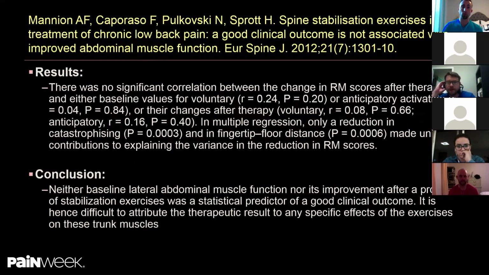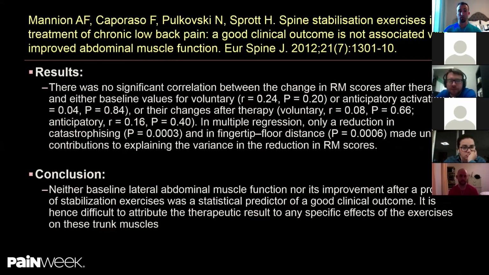Then staying in 2012, we look at Ann Mannion, and she looked at spine stabilization exercises in the treatment of chronic low back pain. Again, a good clinical outcome is not associated with improved muscle function. So you see 3 researchers in 3 different areas of the world in the same year, 2012, putting out studies to look at the activation, onset timing, and the way in which these muscles around the trunk and core function, and seeing no pattern at all between the way that they change or don't change with core-focused exercises, yet people getting better.